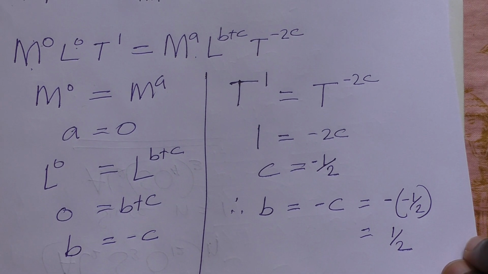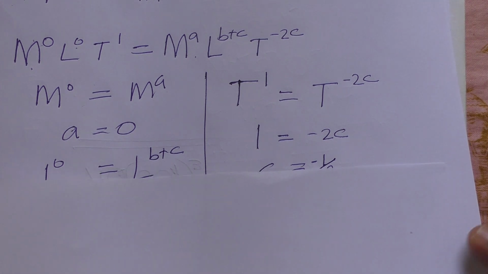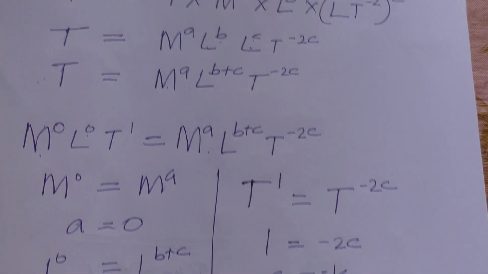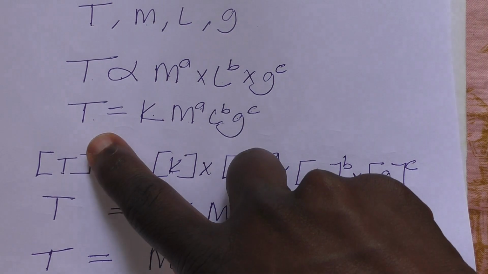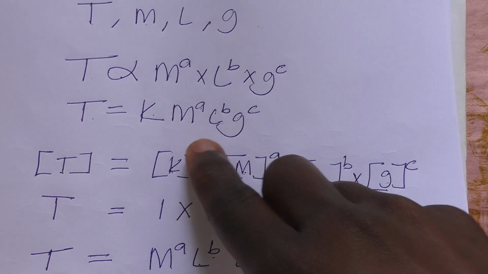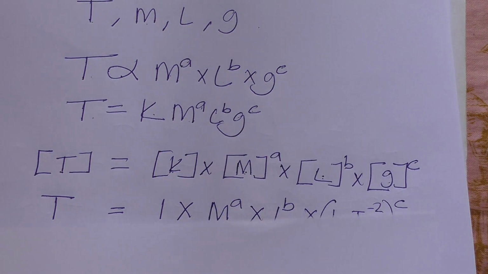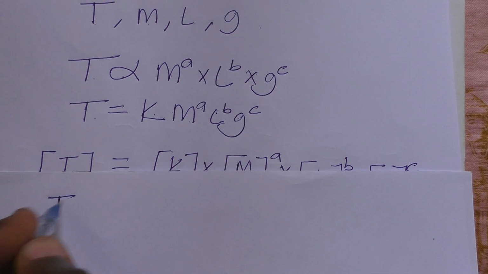So we have gotten the powers, and we saw that it is the powers that show us how these quantities affect period T. And remember, our general equation was T equals k m^a L^b g^c. So it is time we apply the powers.